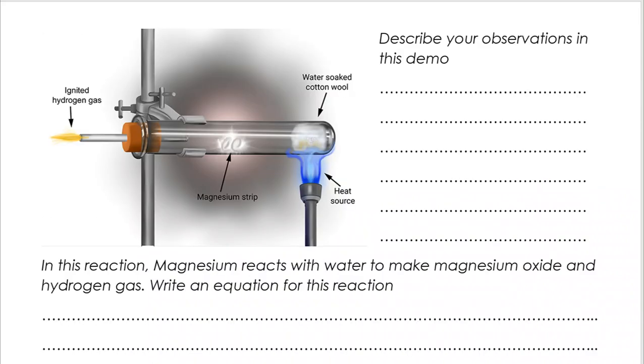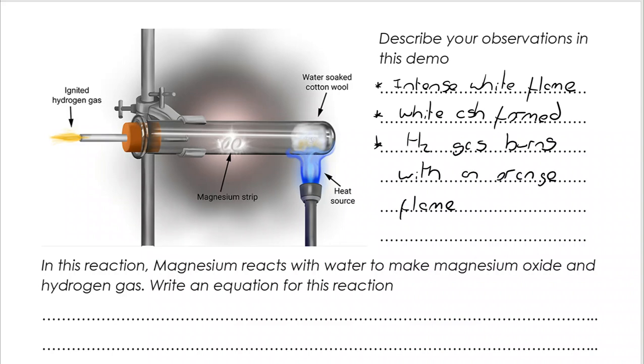Now let's take a look at what happens if we do that reaction, magnesium with steam. What observations would you make? Or indeed, if you've seen this practical or watched on a live YouTube video, what did you see? Well, with magnesium, you get a very intense white flame. And you also get the magnesium oxide left behind, which is a white ash. And the hydrogen that's produced, we've ignited, you can see on the picture, and that burns with an orange flame.